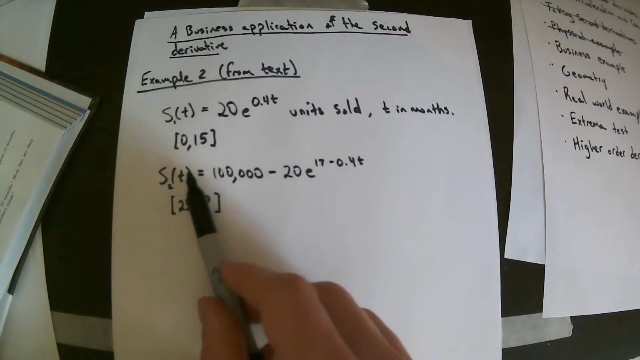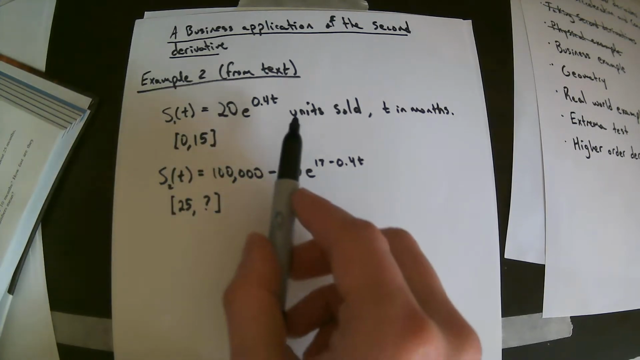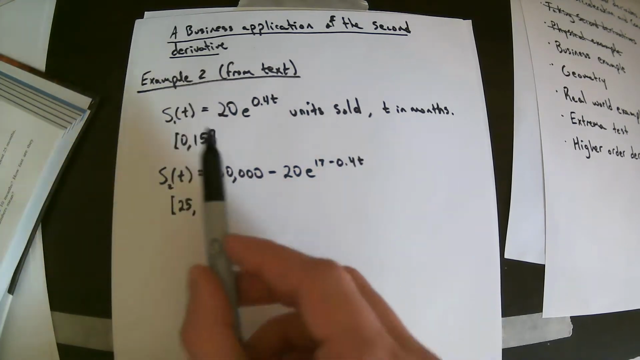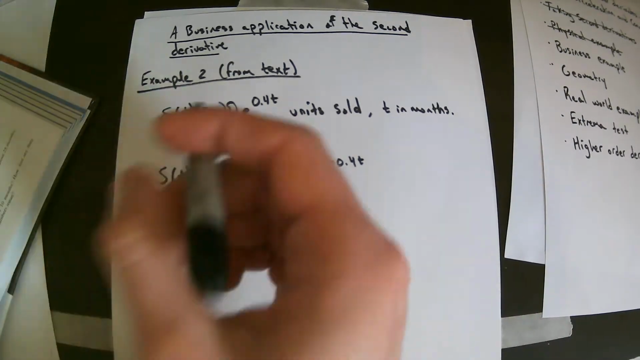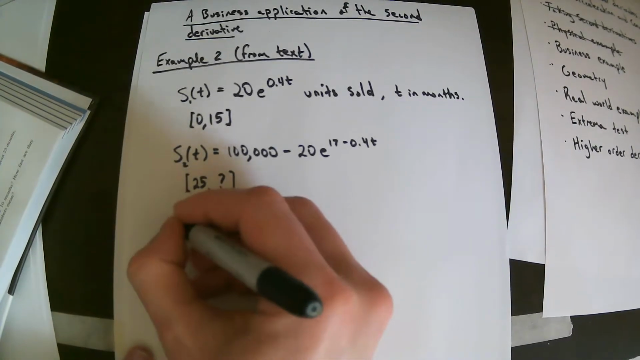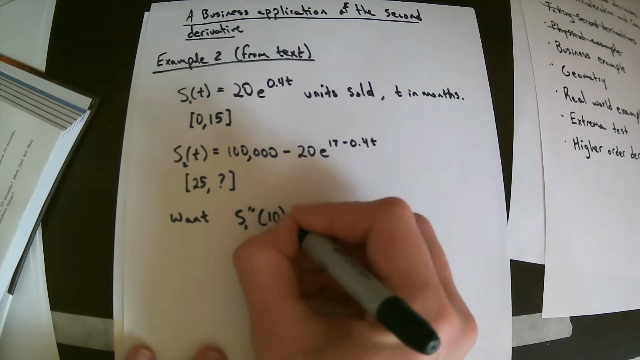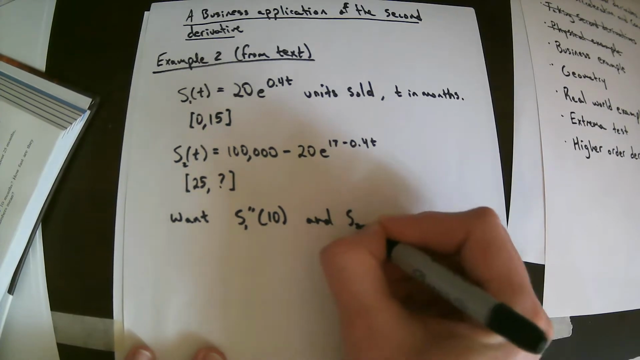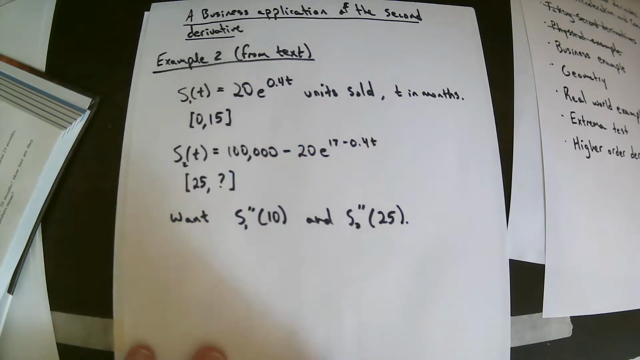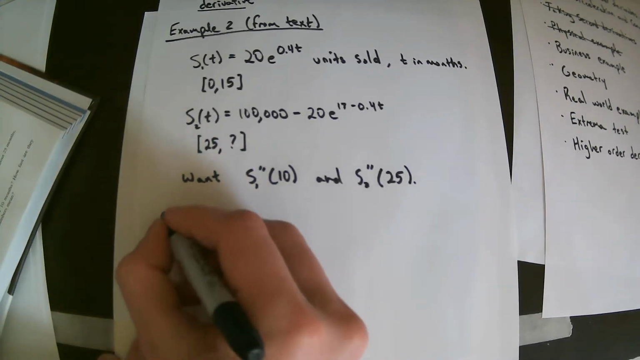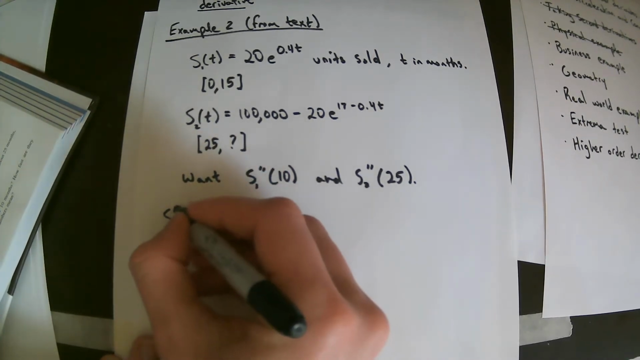So we're going to need, what are we going to need? These functions measure the number of units sold, they measure straight up sales. We want to know the acceleration of sales, so we need to take a second derivative of each of these, because we want the second derivative of S1 at 10 and the second derivative of S2 at 25. Okay, so let's do S double prime at t first, or sorry, S prime. We need S prime first.